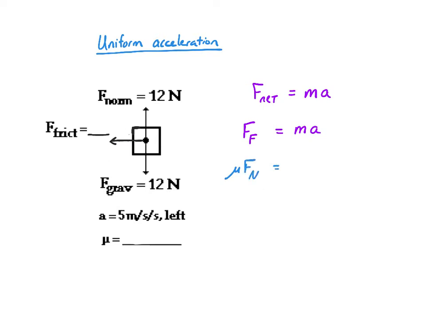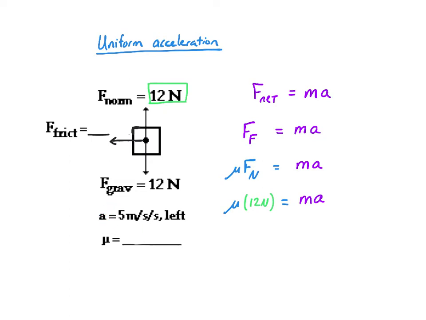We can rewrite force of friction as mu times the normal force, and that equals mass times acceleration. Well, now we just need to figure out from the diagram what the normal force is. And we can see that the normal force in this case is equal to the force of gravity, which is 12 newtons. We can then substitute that into our equation for normal force. So now I can substitute that value in, and that's equal to the mass times the acceleration. We know acceleration, but mass isn't directly given to us.